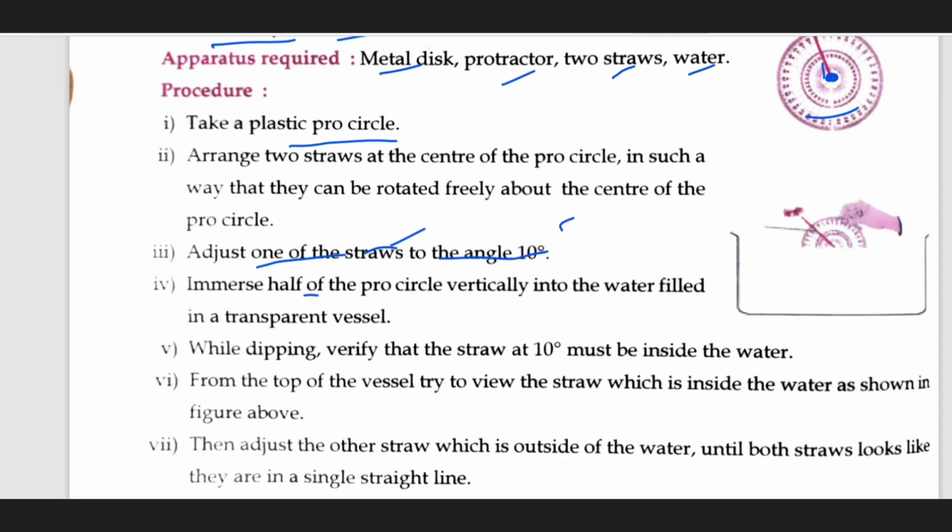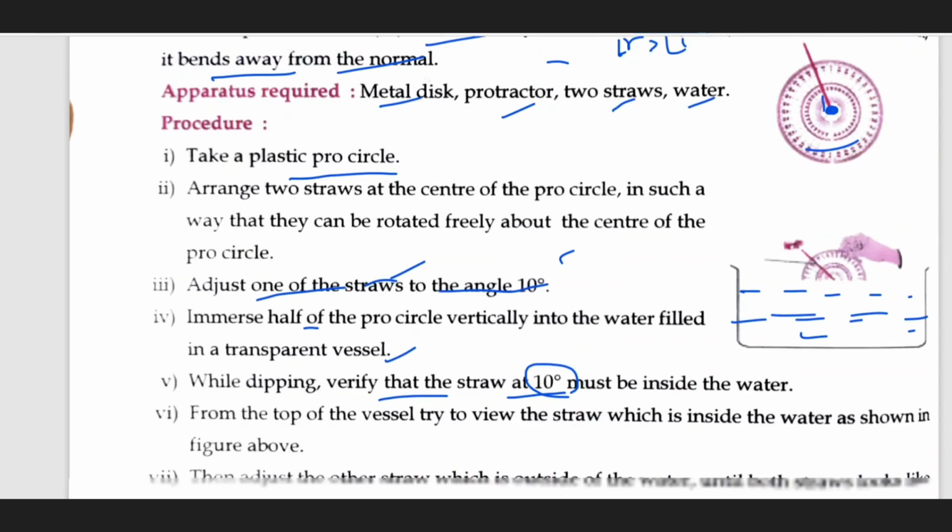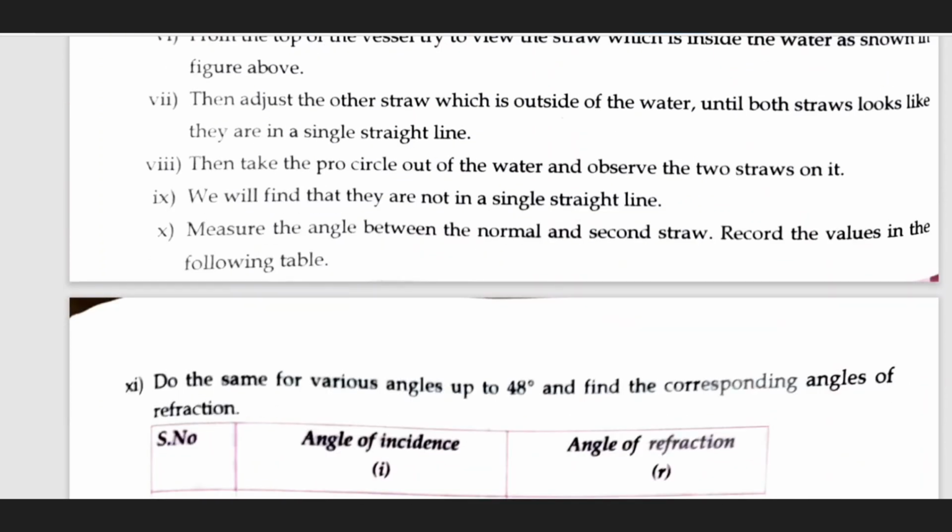Immerse half of the protractor circle vertically into a transparent vessel filled with water. So fill a transparent vessel with water and immerse half of the protractor circle in water, and you can observe here the remaining half of the circle is in air. While dipping, verify that the straw at 10 degrees must be inside the water.